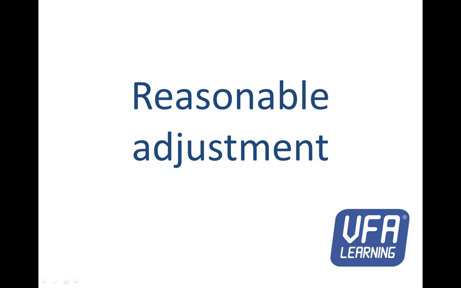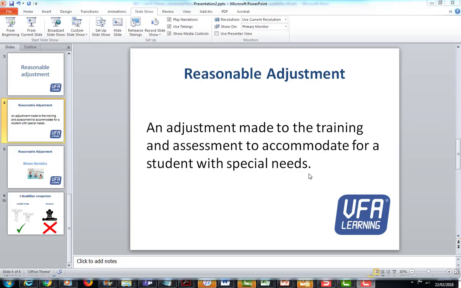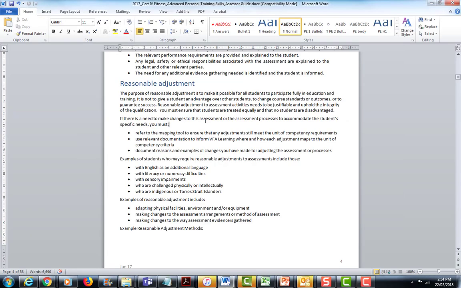In this video, we're going to talk about reasonable adjustment. So reasonable adjustment is an adjustment made to the training and assessment to accommodate for a student with special needs. In the Assessor Guide, there's a number of paragraphs discussing reasonable adjustment, so what it is and how it's applied with some examples. But let's look at some examples ourselves.